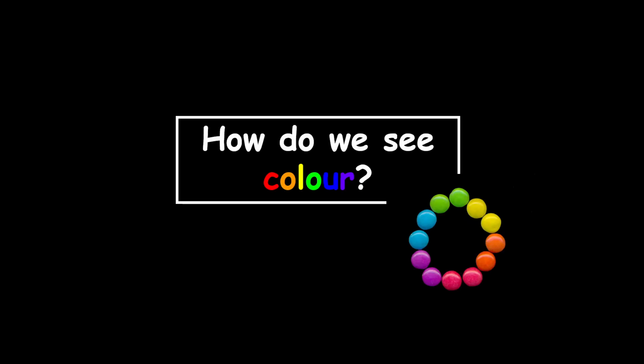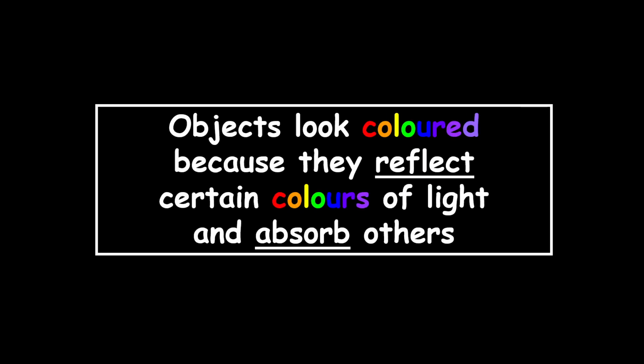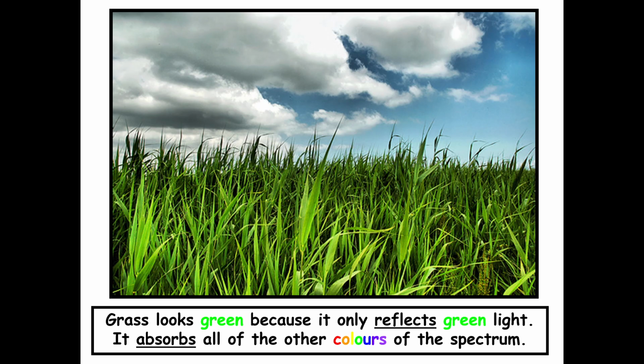Okay, so how do we see different colours then? We see colour of objects because objects reflect certain colours and absorb other colours. So for example, if I am looking at an object that is green, then that is because that object reflects the colour green, but it absorbs the other colours of light. So I only see the green light.